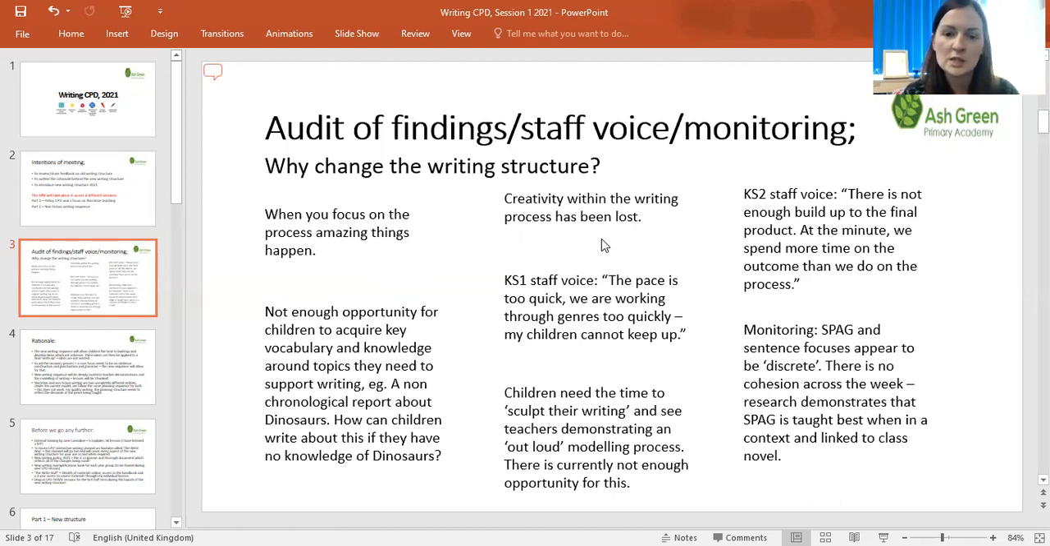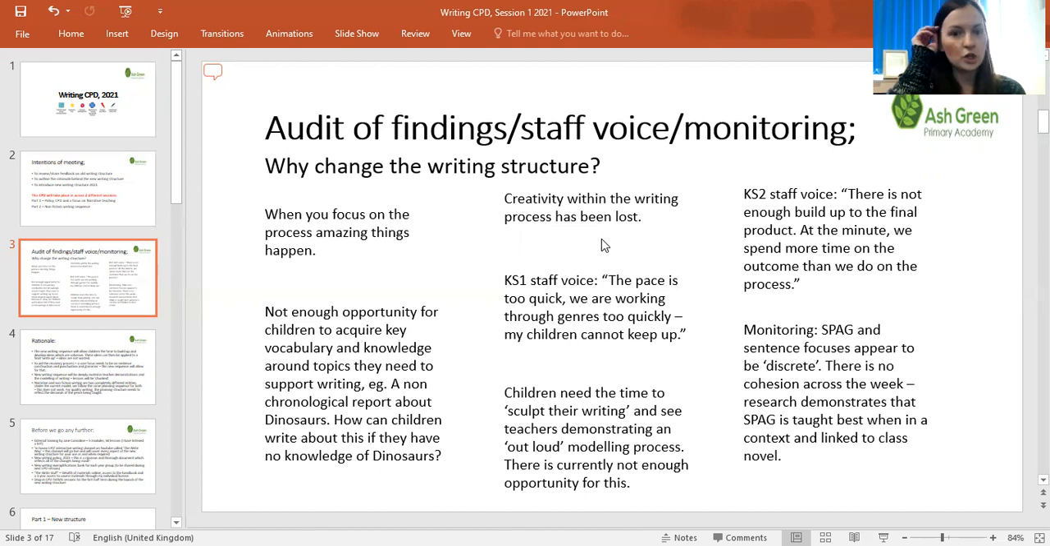They haven't had the time to explore language, to explore sentences, which is a big part of what we've changed in this structure. At the moment, we are quite limited in the opportunities that we give to children in terms of acquiring key vocabulary and key language around the topics that they're being expected to write about.